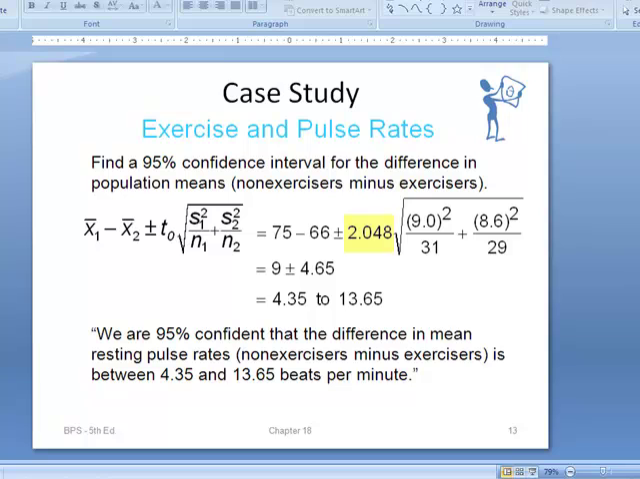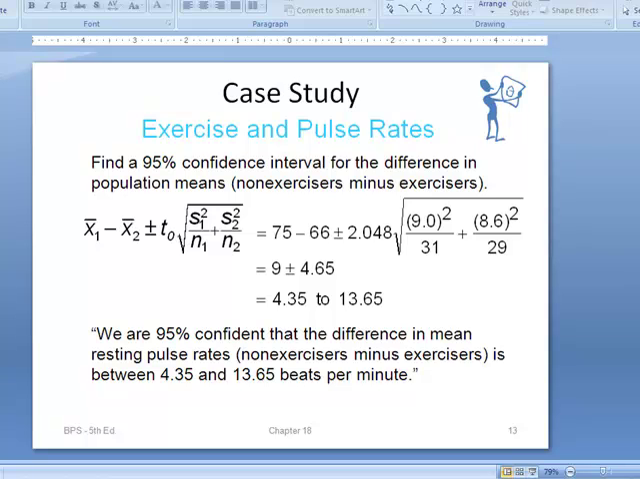Our standard error is the square root of that sum, 9 squared divided by 31 plus 8.6 squared divided by 29. When we do the calculation, we can get our 95% confidence interval. And one way to interpret it would be this. We are 95% confident that the difference in mean resting pulse rates between non-exercisers minus exercisers is between 4.35 and 13.65 beats per minute.